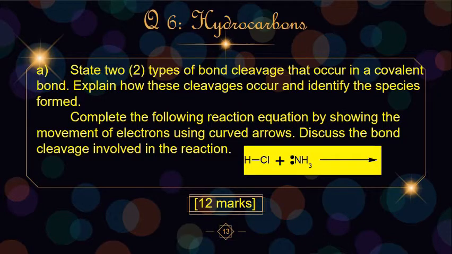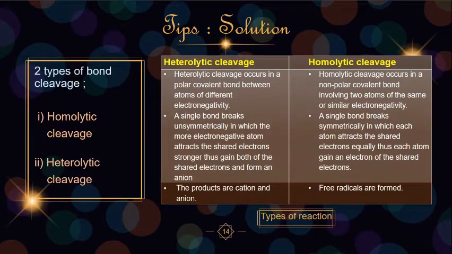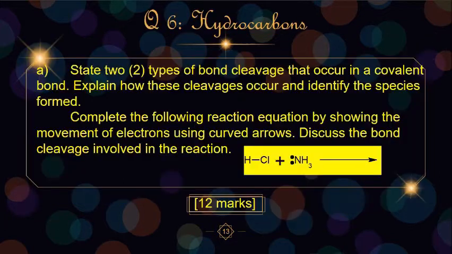So complete the following reaction equation by showing the movement of electrons using curved arrows. Discuss the bond cleavage involved in the reaction. This equation is given to you, so you need to use it to show the movement of electrons. 12 marks are given here. As I mentioned before, you need to separate what your input is and what your output is.